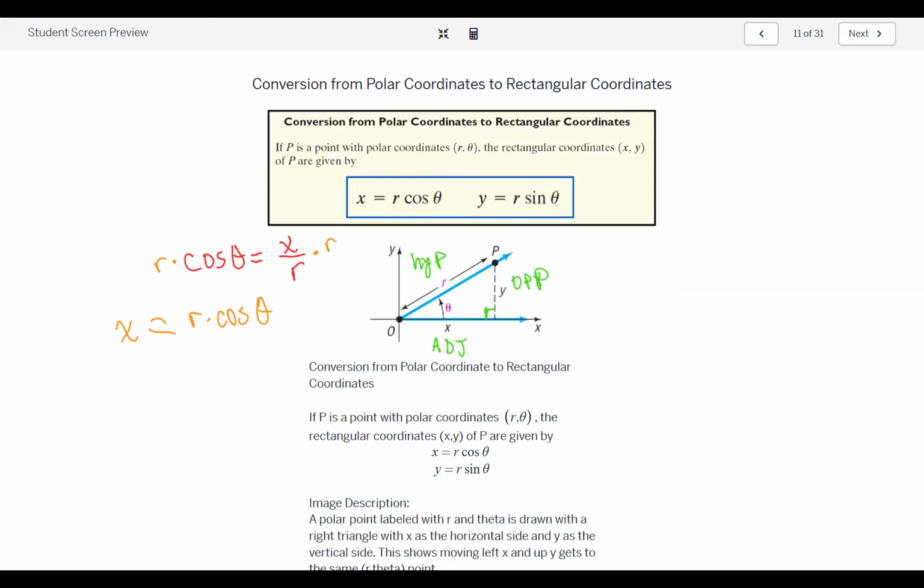Now, similarly, if I want an equation that relates y to r and theta, then I'm going with sine theta. Opposite is y over hypotenuse is r. So sine theta equals y over r. And then I would multiply both sides by r. So I end up with y equals r times the sine of theta. So if I wanted to know the y coordinate for a particular polar point, I do the radius number times the sine of the given angle. Calculate that, and there's my y coordinate.